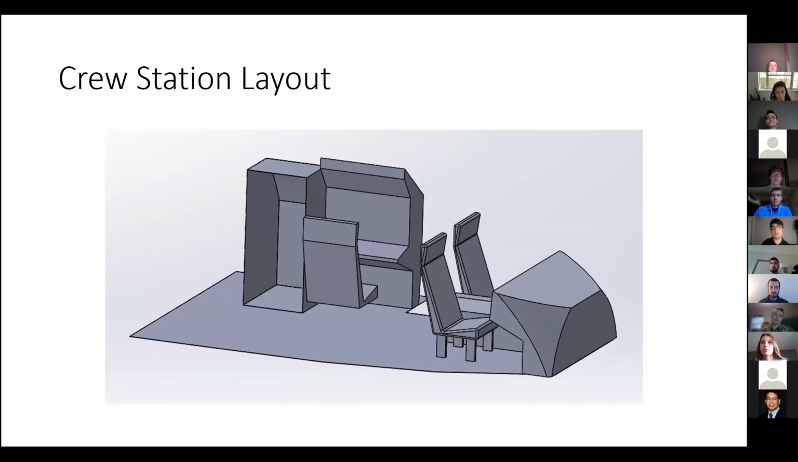Here's a layout of our crew station. You can see the pilot and co-pilot station in the front, the flight engineer station behind those, and then the lavatory directly behind the flight engineer station.